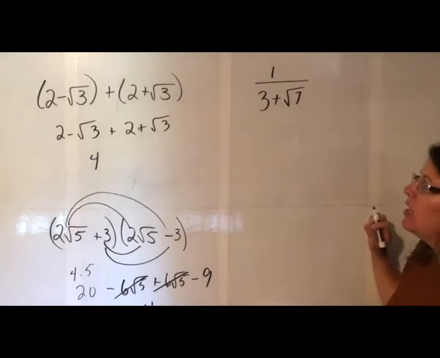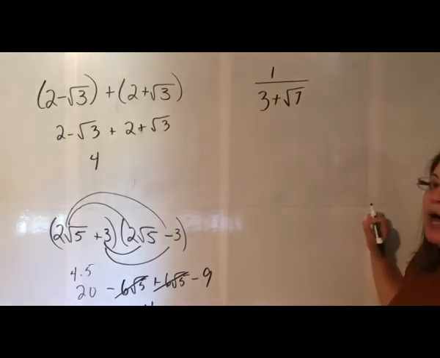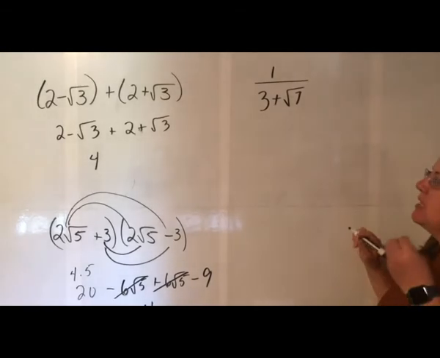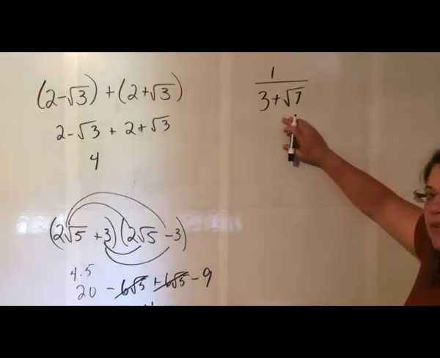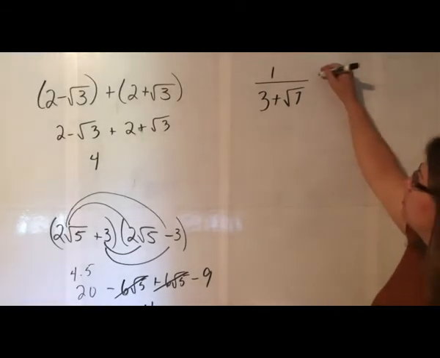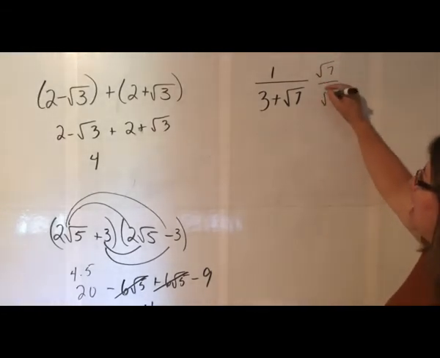Because remember, you're not allowed to have square roots on the bottom, okay? So I want you to consider what happens. The first time I usually show this to my students and I ask them what they think we should do, they say, well, we'll multiply by square root of 7 on the top and the bottom. And that's a common misconception.